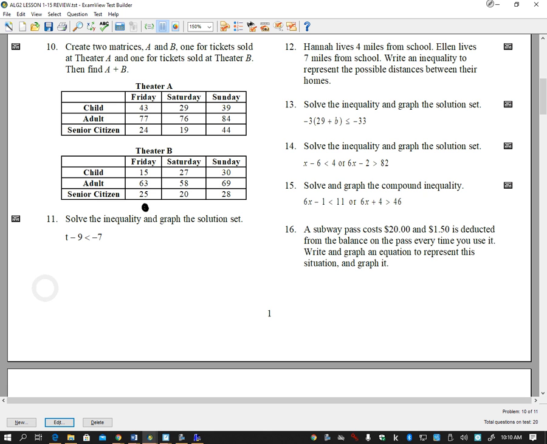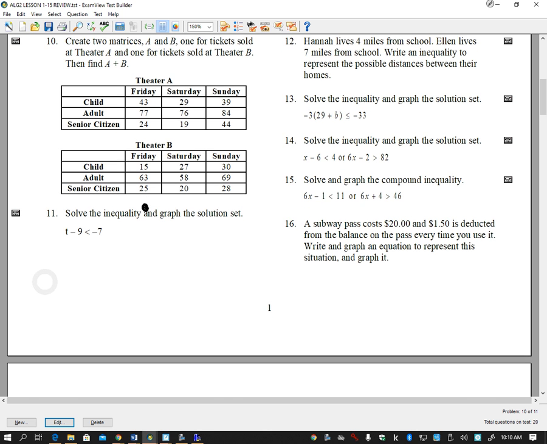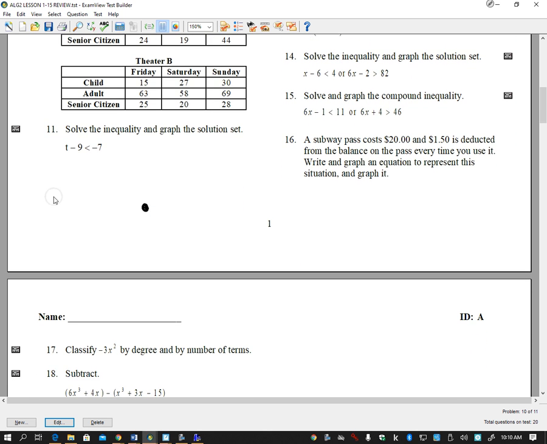All right, we got 4 miles. Hannah lives 4 miles. Ellen lives 7 miles. All right, so here's Hannah, 4 miles from the school, right? And then Ellen is what? 7 miles from the school? Okay. So what's the closest they could live together? 3 miles. And that's if Ellen lives here, right? There's your 7, okay?